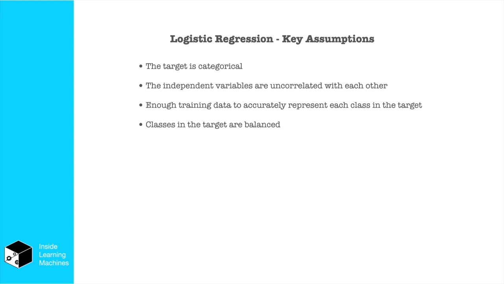Now, a little bit more on that. The classes in our target should also be balanced, meaning that we have roughly the same proportion of samples for the classes in our data set. And that just makes sure that during training, our model doesn't focus too much on any one particular class at the expense of others.